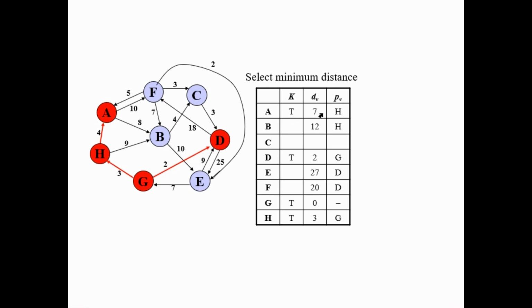So up to A it costs 7 via H, and going from A to F it costs 10. So it costs a total of 10 plus 7, which is 17, and F has a value of 20. So we will update this value, because this value is greater than the value that we have just calculated. We will update only if the new value is less than the previous value. The previous value is greater, so we will replace it with 17.